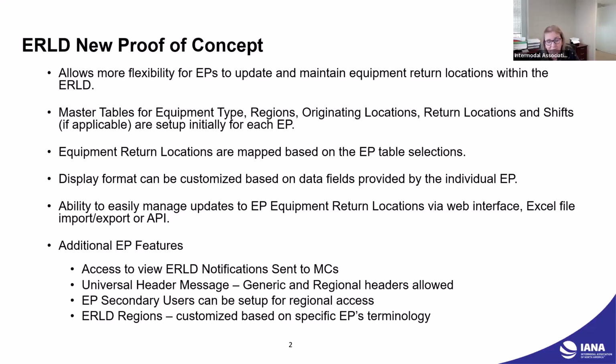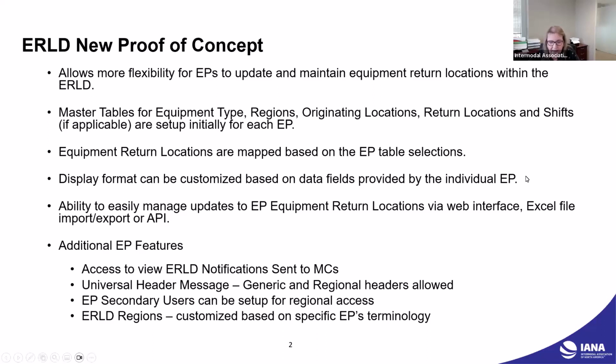And we decided to go back to the drawing board and revamp the equipment return location directory to allow the tool to be more flexible so that it's easier for EPs to maintain and manage their equipment return locations via the tool. The concept behind the new design is basically based on master tables. The master tables would include information related to equipment type and size, regions, originating locations, return locations, and if there are shifts for the various facilities that an EP uses, there's also a master table that can be used for that as well.